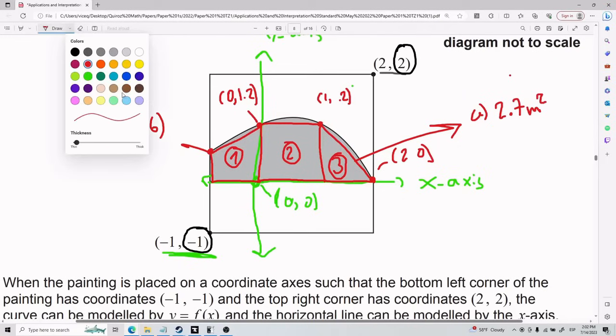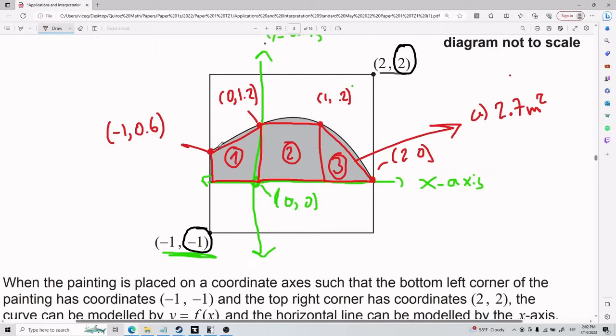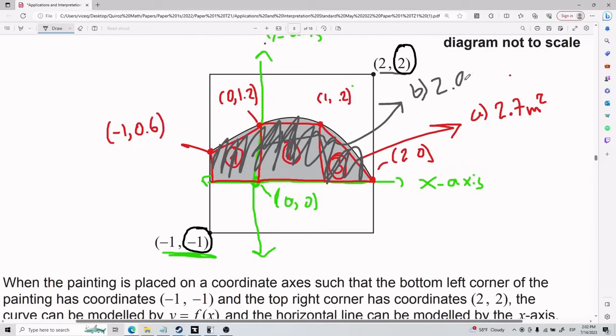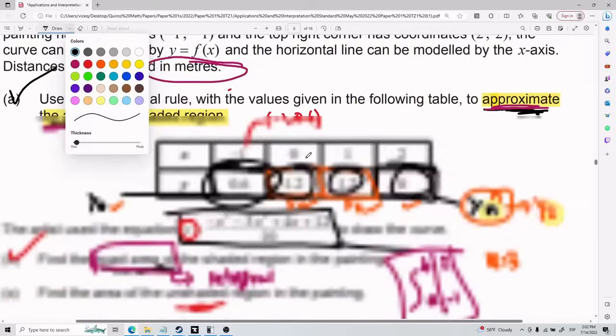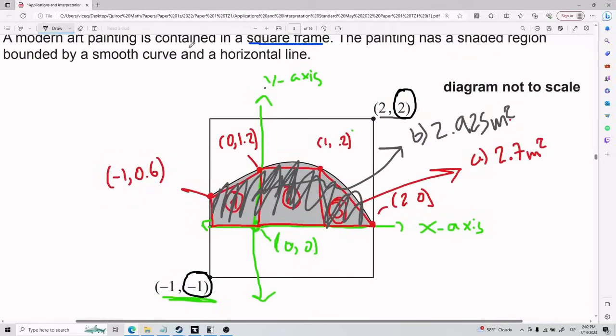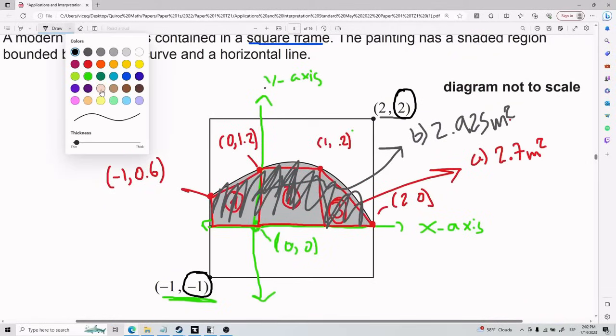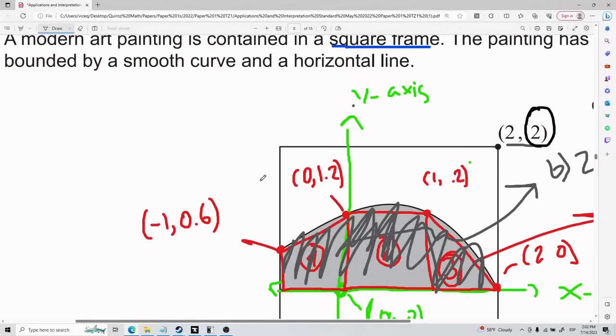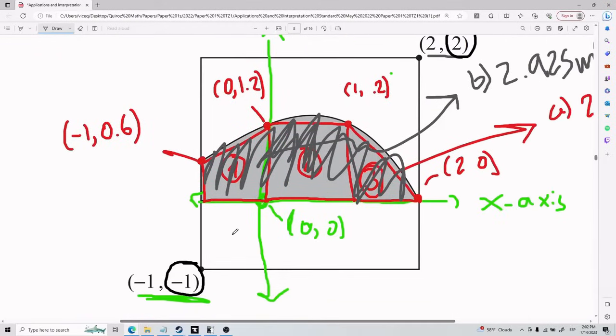From part B, we found that the shaded area, cierto? Which is like actually everything, the exact value, was 2.925. For part C, they're asking for the area of the unshaded region, okay, we need to find everything that's in white, see? So I don't really have a white color, but I can tell you that we need to find the area of this and the area of this, see?